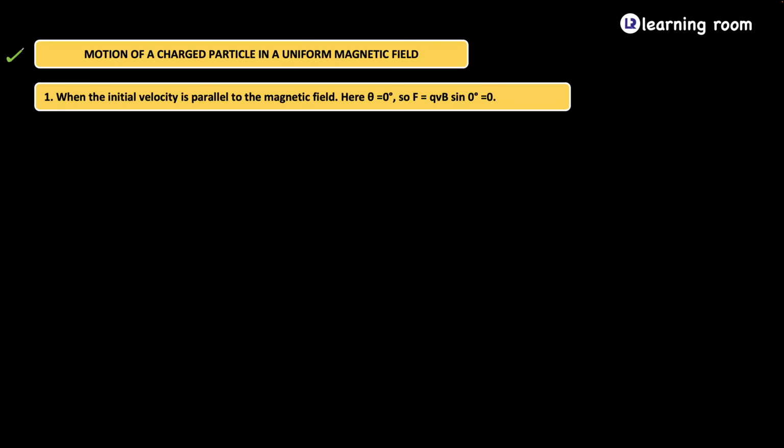One point is again getting repeated: when the initial velocity of the particle is parallel to the magnetic field, what is going to happen? Theta is going to be 0 degrees. And we know that F is equal to qvB sine theta, so it is going to be 0. The answer will be 0 itself. From here, what can I conclude? That the particle is going to move in a straight line path with a uniform velocity. Okay, that is how it is going to work.